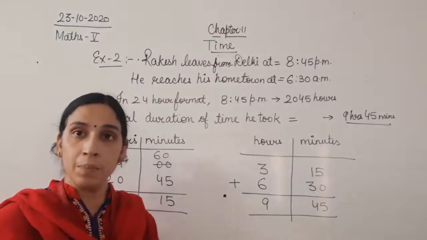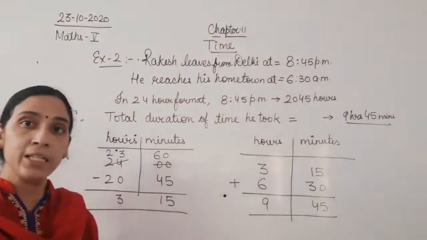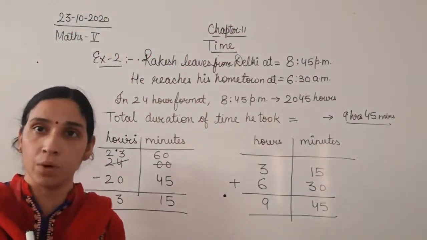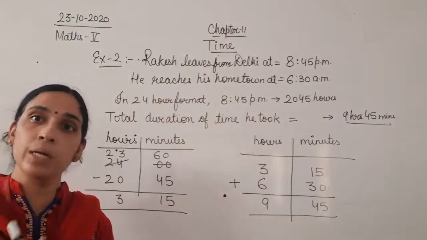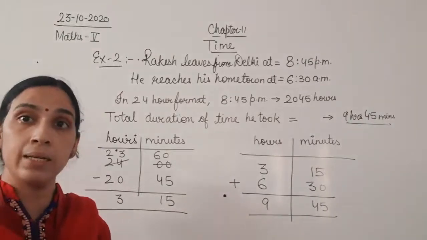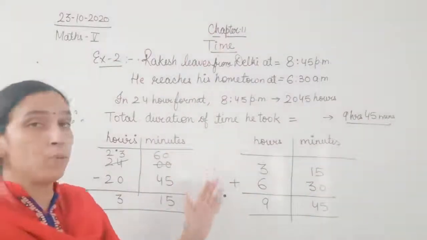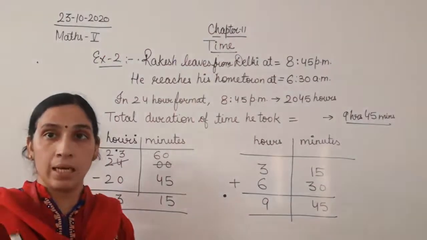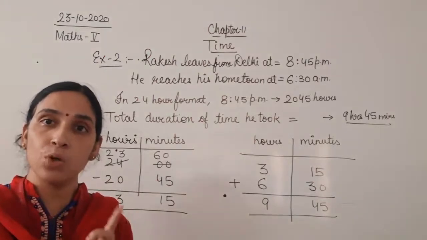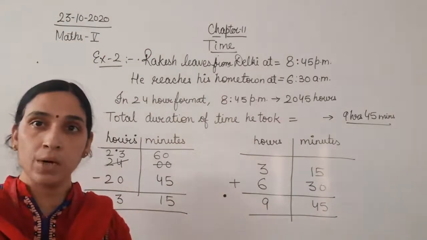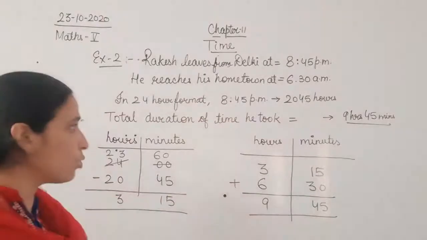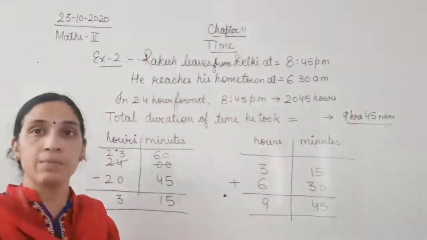So children, we have completed this example too. What have you understood till now? The time duration which is given in PM, you will convert it into 24-hour format. This is the first thing. The second thing: if you have completed any task or any journey in 2 days, then we are going to find it out for separate days. One day you will find out separately and the other day you will find out separately. So here the total time duration is 9 hours 45 minutes.